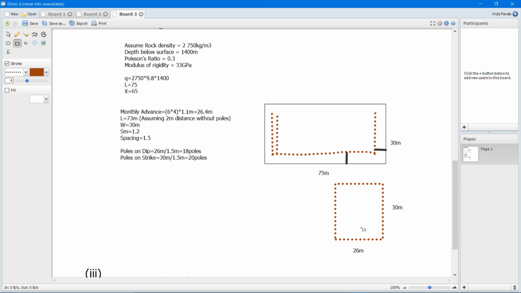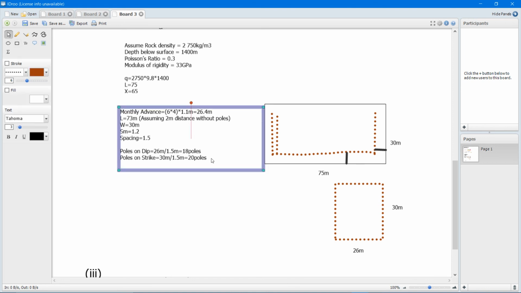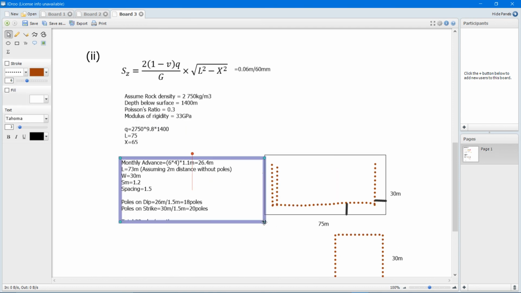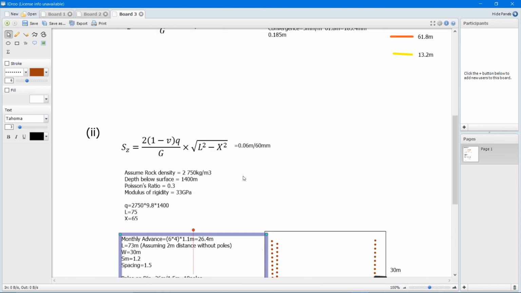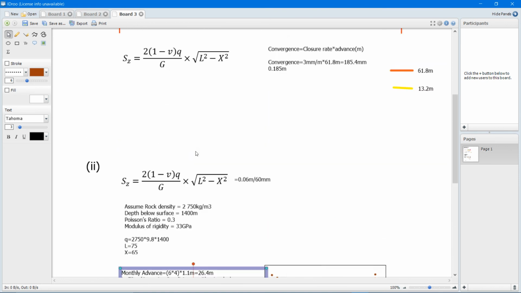So we can then say that we use just about 18 plus 20 poles, which gives us 38 poles within a month. Total of 38 poles per month. Okay? So I think that's our solution, so that you see clearly. That's our solution for part 2.